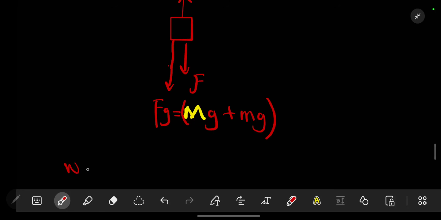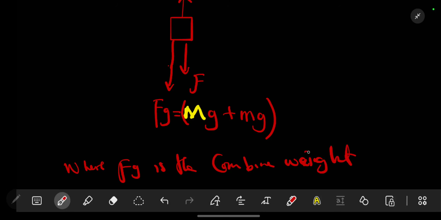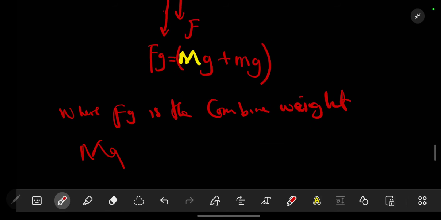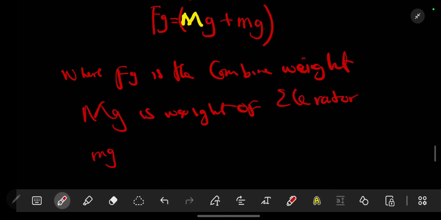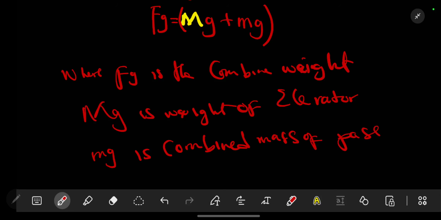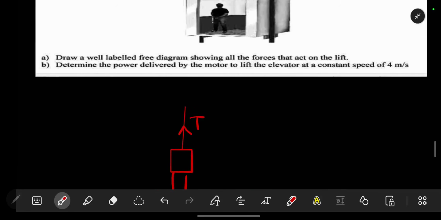So this is our free body diagram. So we can just say where Fg is the combined weight, well labeled. Then we also have our Mg, which is the weight of the elevator. Then our mg is the combined mass of passengers. So this is basically what our free body diagram is.